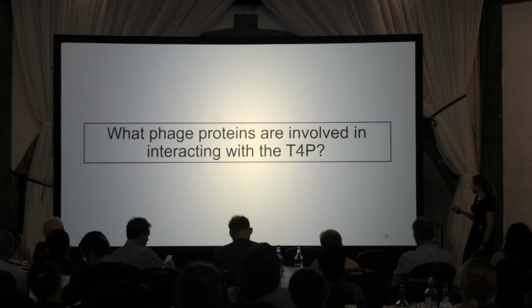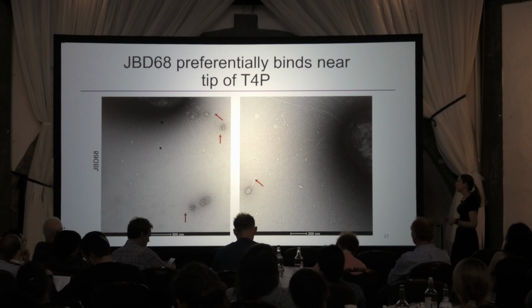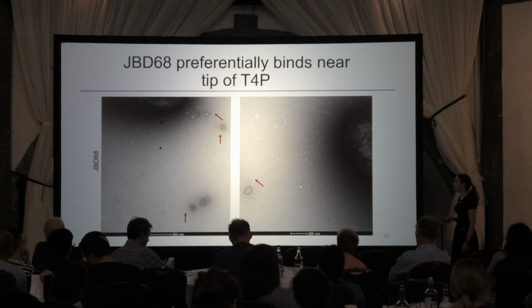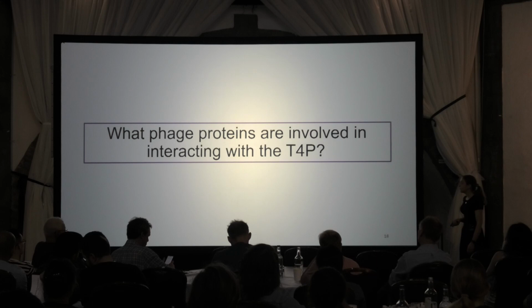So for JVD68, which is being blocked by these phage FMU proteins, we're seeing specific binding of these phages at the very tip of the type 4 pilus, where the minor pilin proteins are predicted to be found. This suggests that these epithelial-like phages, which are being blocked, are binding at the very tip of the type 4 pilus, interacting with the minor pilin proteins. And this is, to our knowledge, the first example of a Pseudomonas phage actually interacting with the tip of the type 4 pilus.